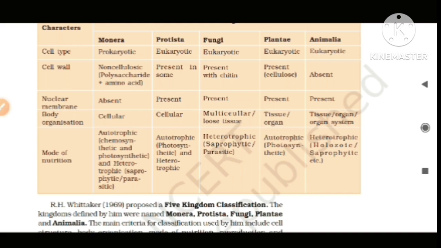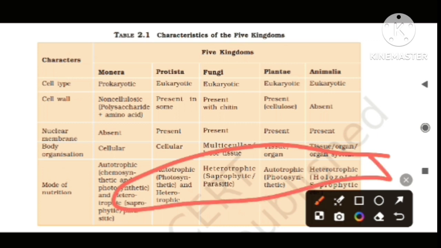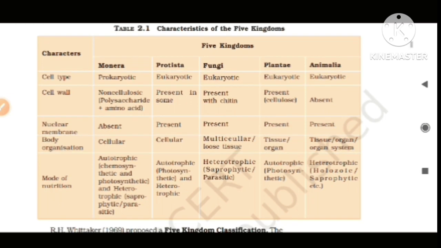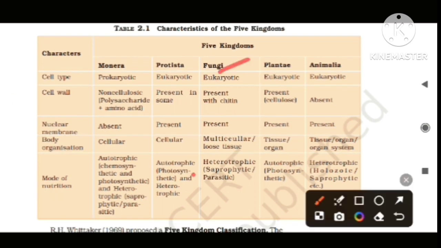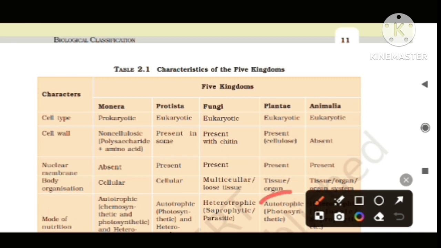Next, protists are autotrophic, nothing but photosynthetic, and also heterotrophic. Fungi are heterotrophs only. We have already learnt in the introduction itself that it was heterotrophic. Some are saprophytic, some are parasitic. And the Plantae are photosynthetic.